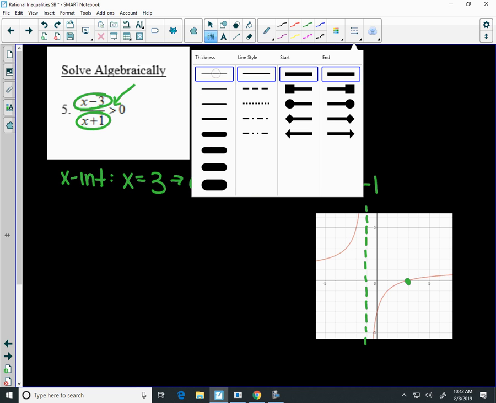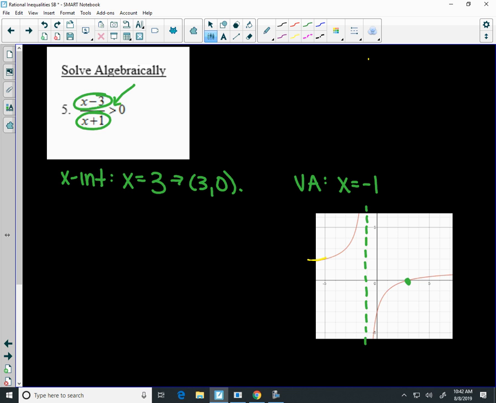So this whole branch, as we approach -1, that whole branch of the graph is going to be above the x-axis. So that's going to be from -infinity to -1. And since we're talking about an asymptote there and -infinity, we're going to use parentheses with everything. Between our asymptote and 3, we're below the x-axis. So that does not solve our inequality, since our inequality is greater than.